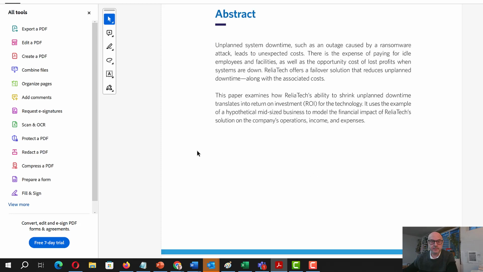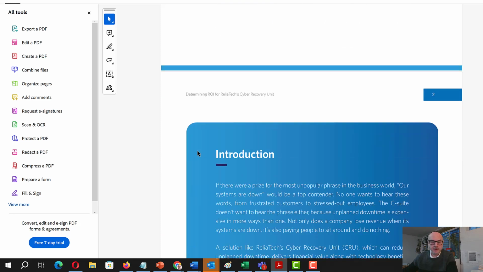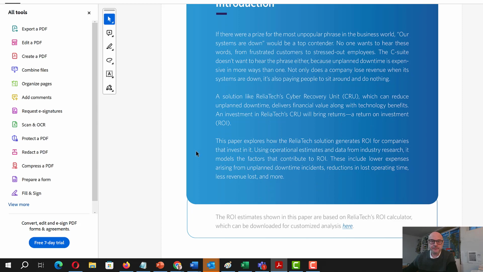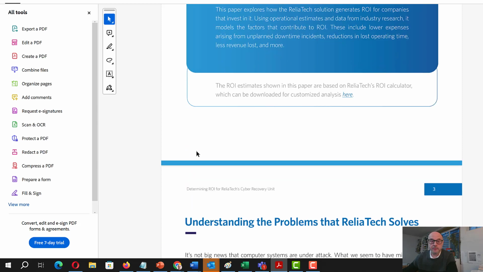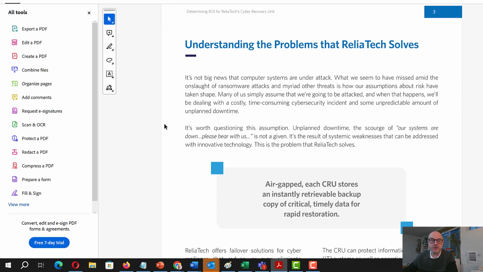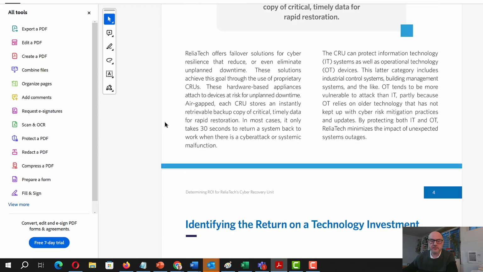Well, everything changes. Now, let's take a look at the ROI report itself. I'm just going to scroll through it. It's a nicely designed report. It can be customized to your branding, but this is a sort of a basic example.